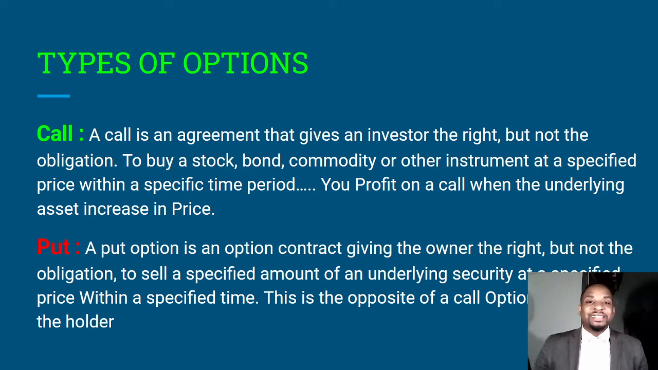Now, what is a put? A put option is an option contract giving the owner the right, but not the obligation, to sell a specific amount of an underlying security at a specific price within a specific time. This is the opposite of a call option, which gives the holder the right to buy.